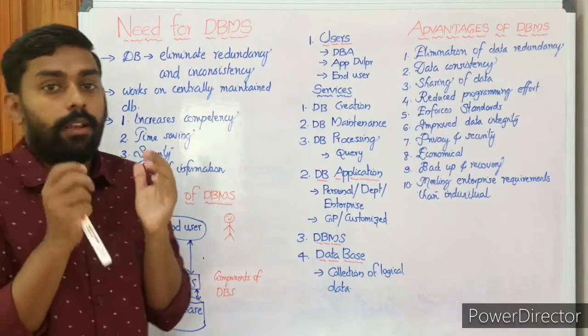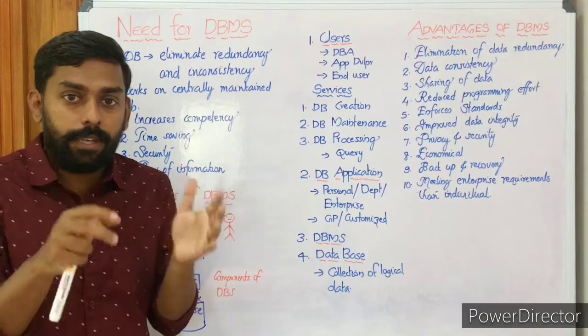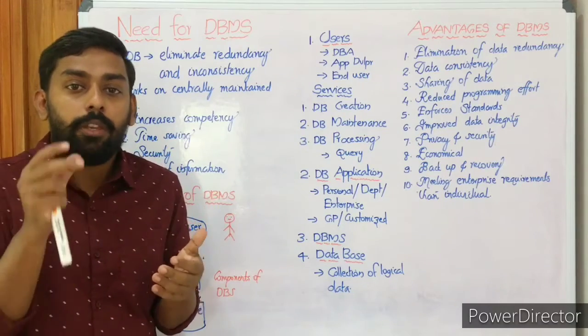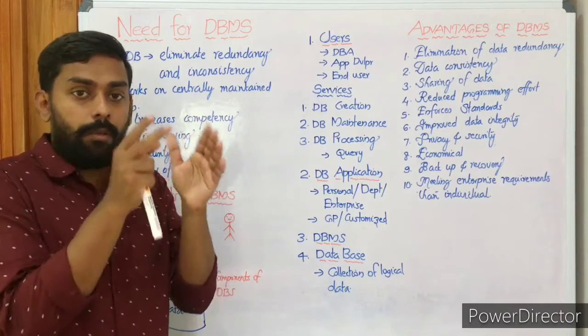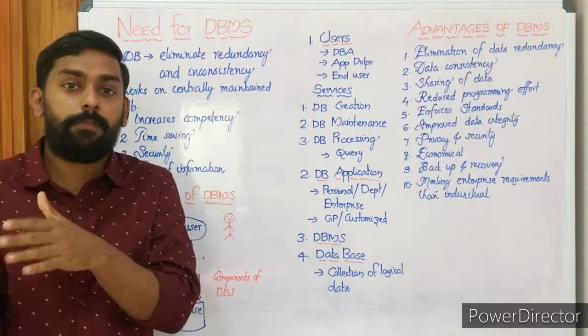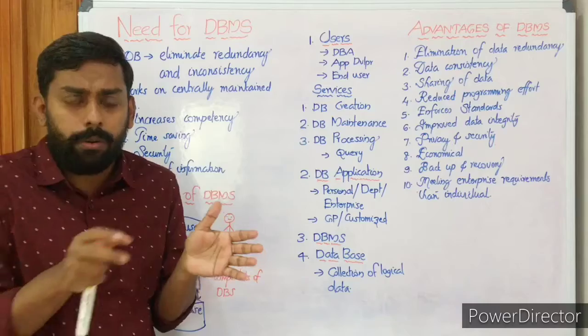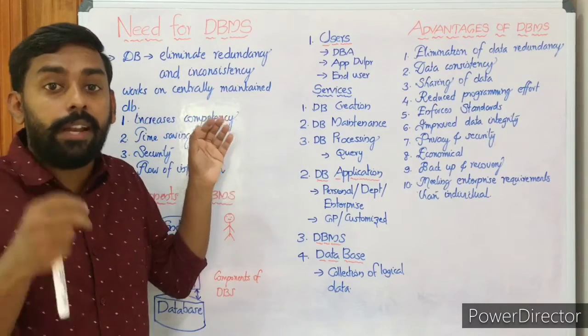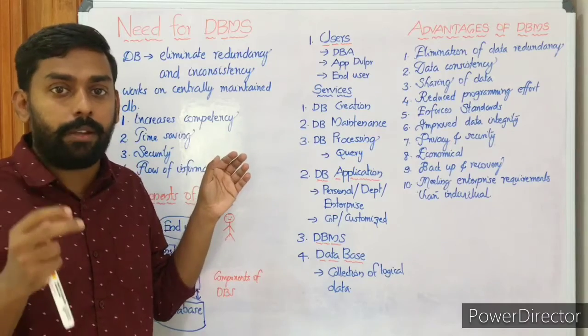You know what redundancy is? Duplication of data. When we consider our school, when we follow our file system, your data will be stored in many different places: main office, front office, vice principal, staff rooms, library. So it leads to redundant data, or duplication of data.